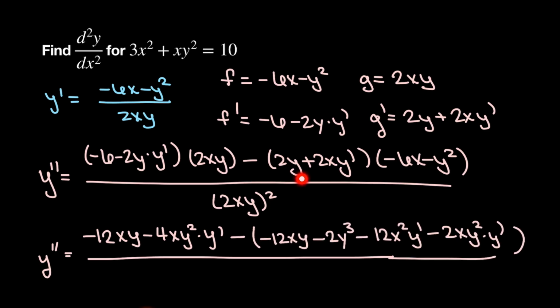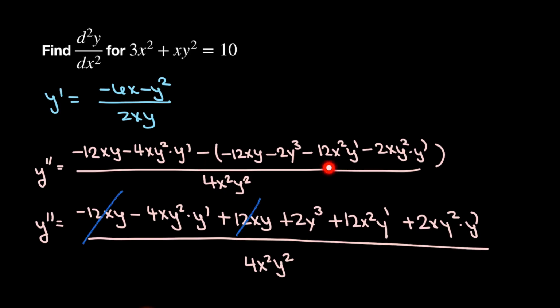Then I'm going to have to FOIL out my g prime times f. And then I'm also going to keep this minus sign and put some parentheses there so I don't forget that I'm actually subtracting that. So first gave me the negative 12xy, outer minus 2y to the third, inner minus 12x squared y prime, and last minus 2xy squared y prime. And the denominator is just 4x squared y squared.